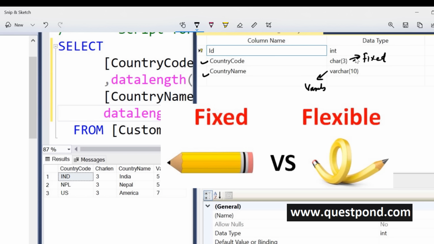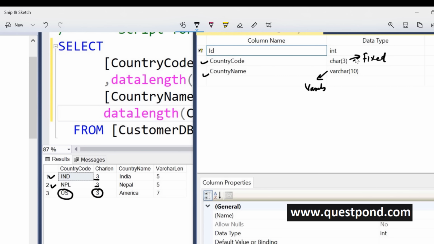For example, here you can see I have put IND, it took 3 character length. I have put NPL, 3 length. But look at this: this is only 2 characters, US, but still it has taken 3 characters. So when you say char, it is fixed length irrespective. And second, for char you also cannot put 4 characters because the size is 3.